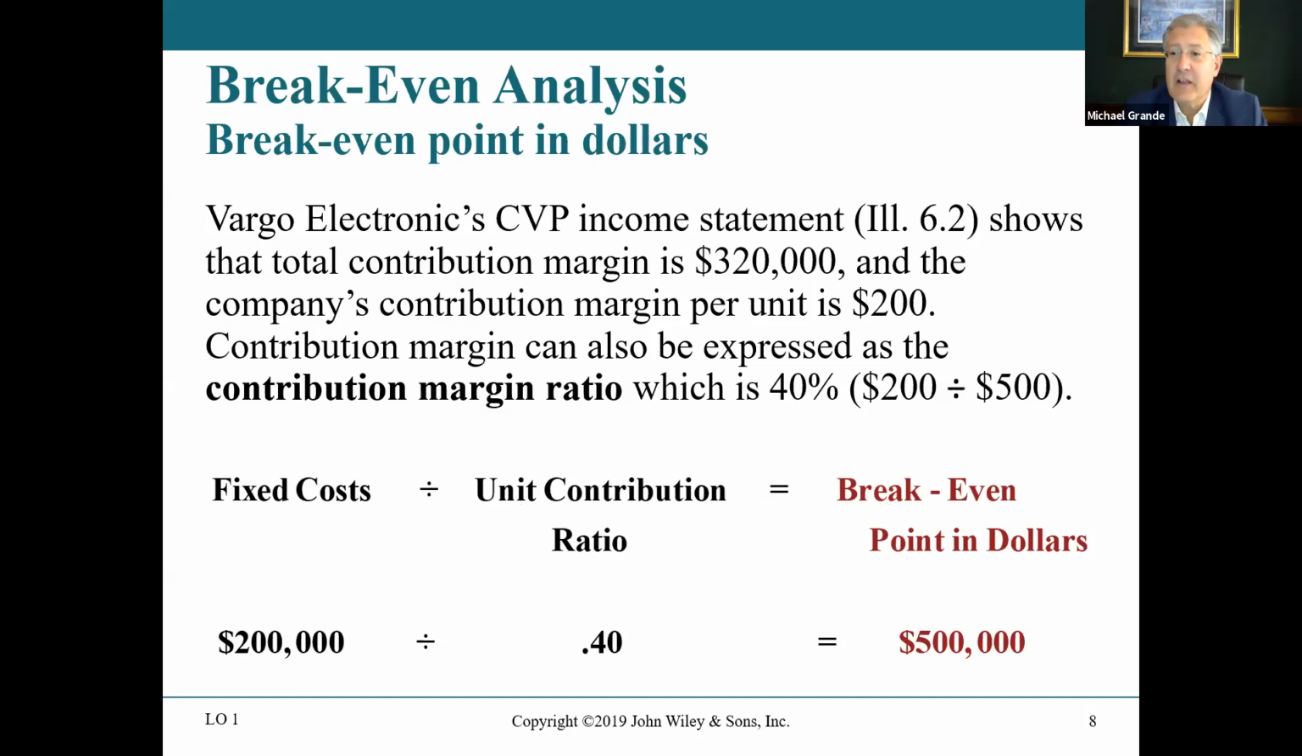We can also calculate break-even point in sales dollars, and that formula, which you've seen before, is fixed cost divided by the contribution margin ratio, which in this case is 40%. Break-even point in sales dollars is $500,000.